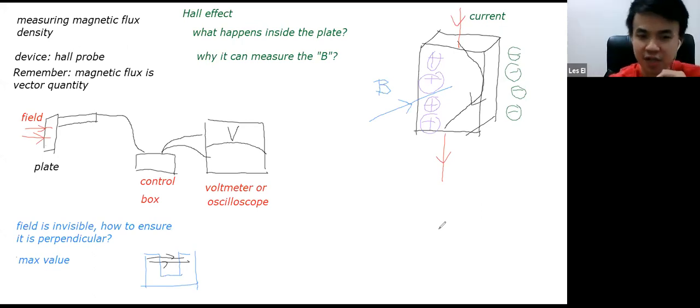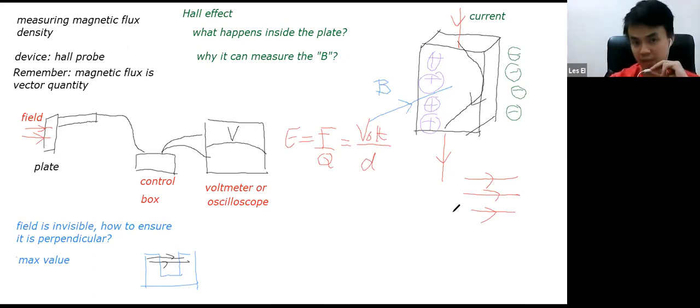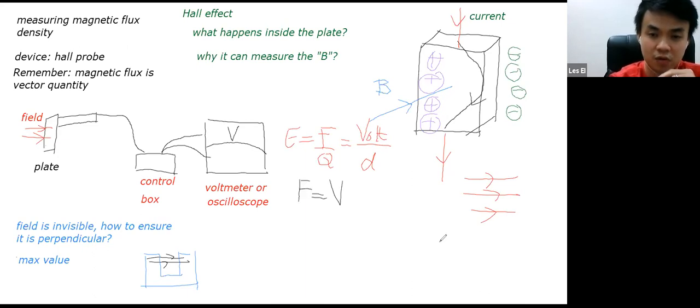How should you draw the electric field in AS level? From positive to negative, right? What is the electric field formula? You remember? F over Q. Also volt over the separation. You remember this formula, right? So now I want to make the force the subject. The force is equal to volt times Q divided by the separation. The separation is between the two plates.